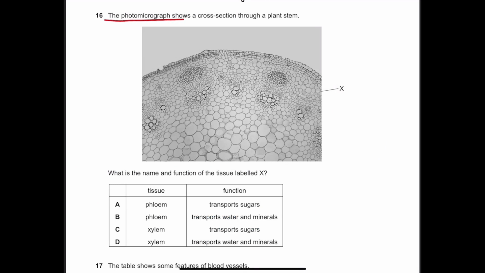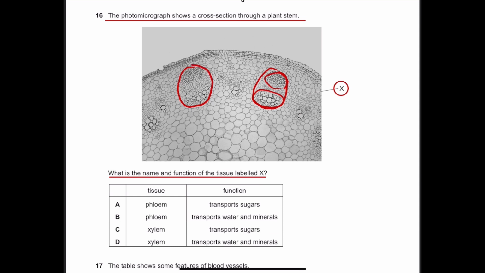Number 16. The photomicrograph shows a cross-section through a plant stem. What is the name and function of the tissue labeled X? So, if you look at the structure X, you can see relatively it's got a bigger circle than the other ones. So this part, or these parts, are collectively called vascular bundle.